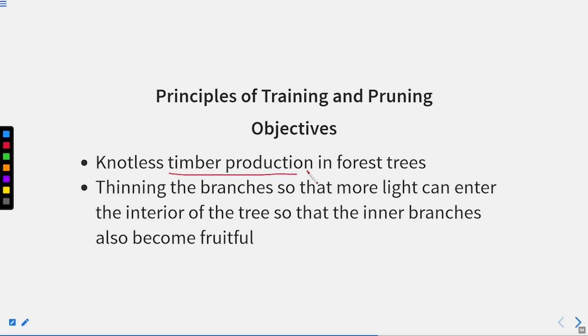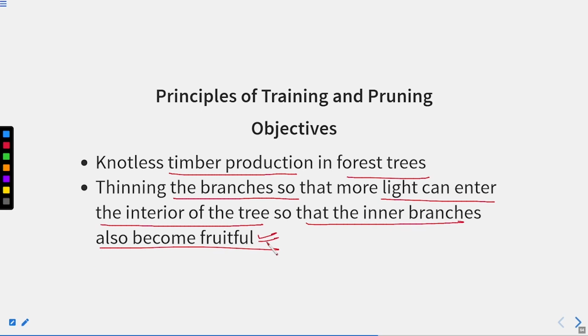Knotless timber production in the forest: trees and thinning the branches so that more light can enter the interior of the tree, so that the inner branches also become fruitful. Otherwise, the fruit will develop only on the outer branches because the sunlight is not getting in properly, right? The flower which blooms will not get proper sunlight. There will not be insects on the inner side for pollination. So proper training, proper thinning of the branches is very, very important, right?